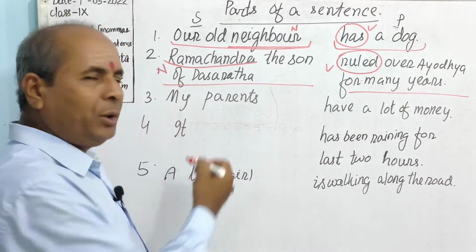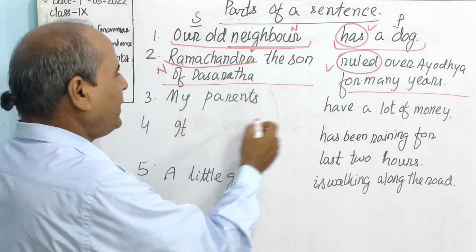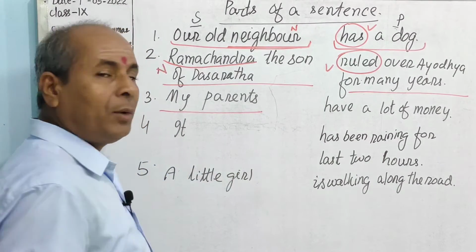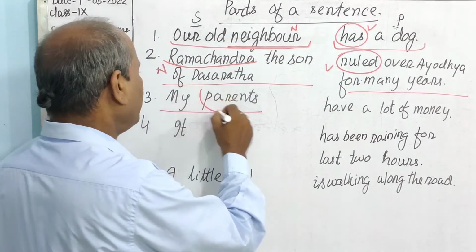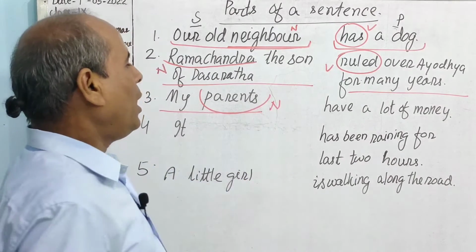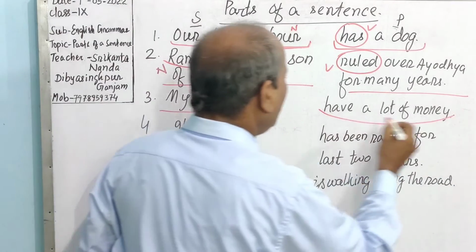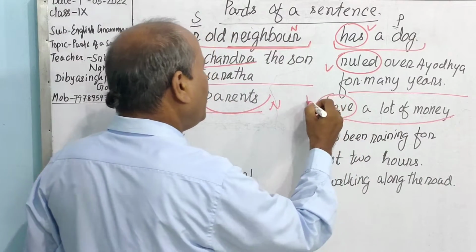We will now proceed to the third sentence. My parents have a lot of money. The subject is my parents. What is the head word? Parents. This is a noun. Have a lot of money. This is the predicate. So what is the head word? Have. This is a verb.